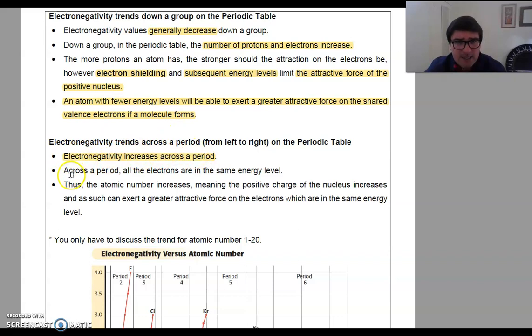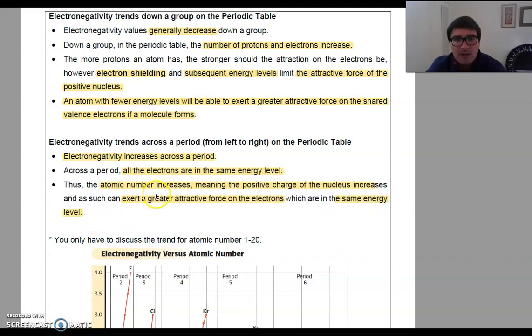If we look at the electronegativity trends across a period from left to right, we see that there's an increase in electronegativity. All the electrons are on the same energy level. However, as the atomic number increases, the positive charge of the nucleus increases. And as such, the nucleus can exert a greater attractive force on the electrons, which are all in the same energy level.